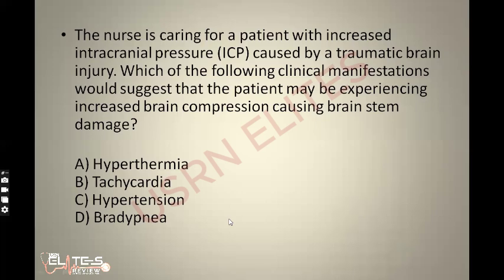The nurse is caring for a patient with increased ICP caused by a traumatic brain injury. Which of the following clinical manifestations would suggest that the patient may be experiencing increased brain compression, causing brainstem damage? I'll go for C. Why? I know the answer is C.